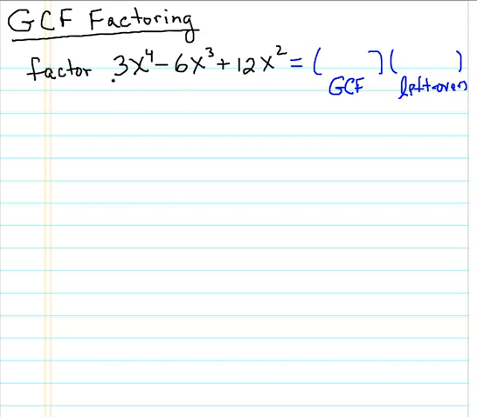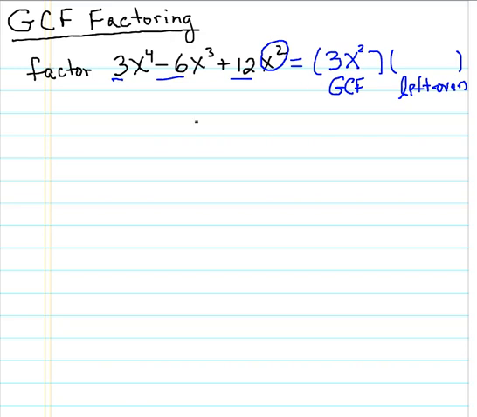We can first look at all the coefficients, 3, negative 6, 12, and figure out the biggest number that will divide evenly into all those numbers. In this case, that would be 3. Next, we can decide, can we factor out an x term? If all of the original polynomial terms have an x term, we can then factor out the x term with the smallest exponent, so in this case, an x squared. So for this problem, our GCF is 3x squared.